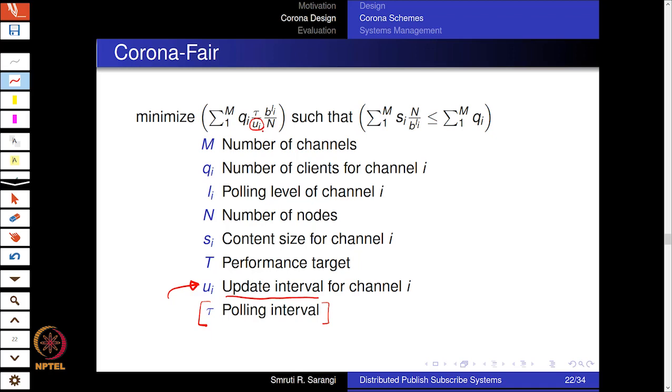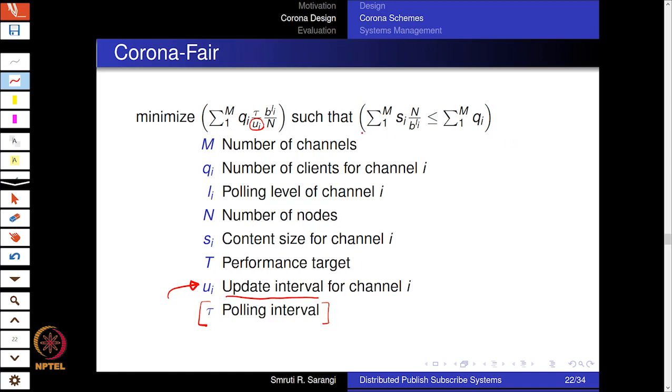So let us say that the rate of change is very high, then UI will be low, so this constant will be high. If this constant will be high, then essentially we want to minimize the update time. But let us say that we have a very slowly changing channel. UI will be high, this fraction will have a low value. So then of course we can afford to have a high update time for the channel.